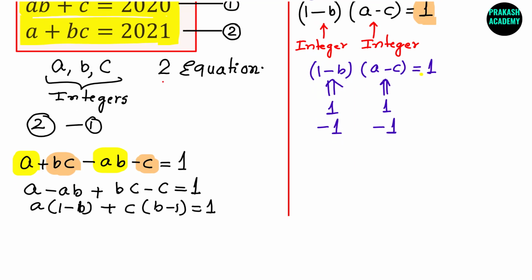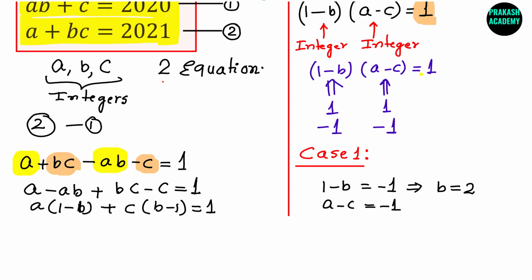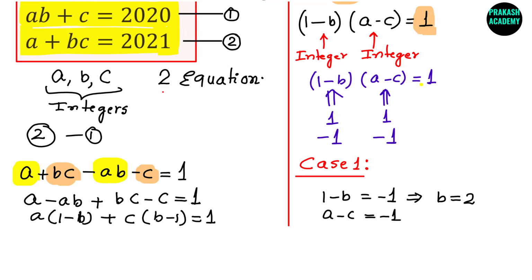So let us consider case 1. In this case, I will consider 1 minus B is equal to minus 1. So from here I can say B is equal to 2 and A minus C is also equal to minus 1. So we can find A, B, C. Let us take any one of the equations. So equation 1, here we have AB plus C is equal to 2020. But B is 2, so we can plug in the value of B. So A times 2 plus C is equal to 2020.